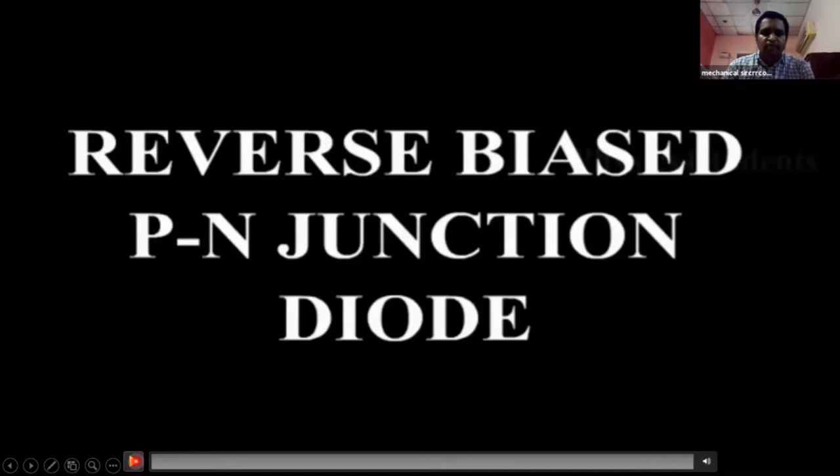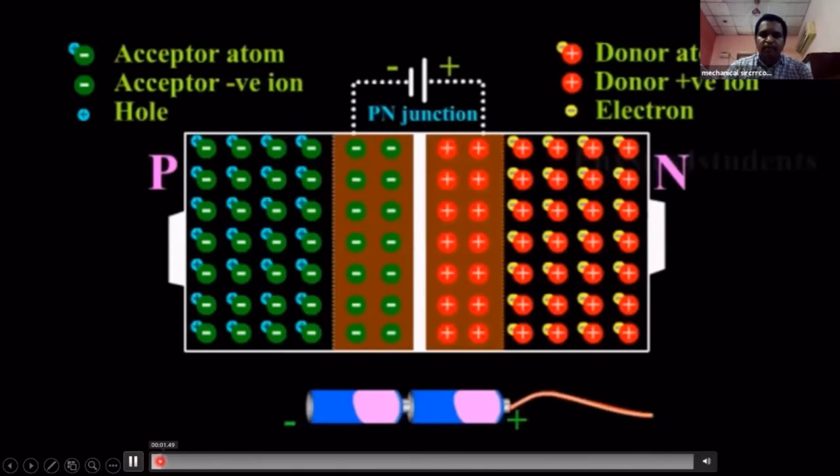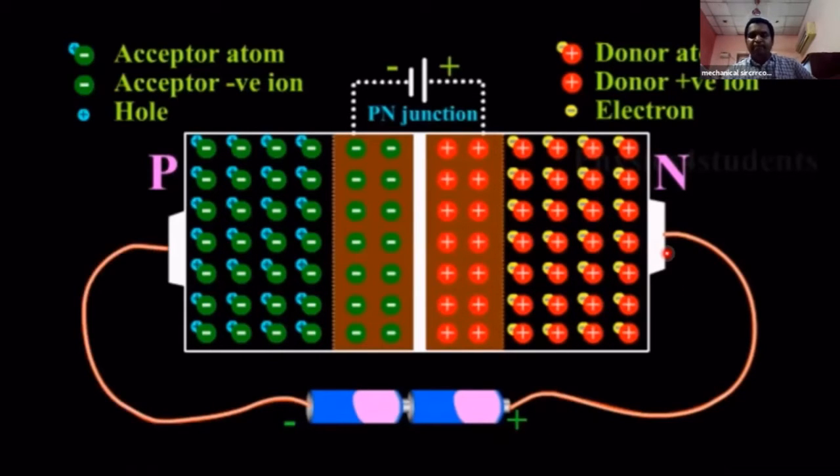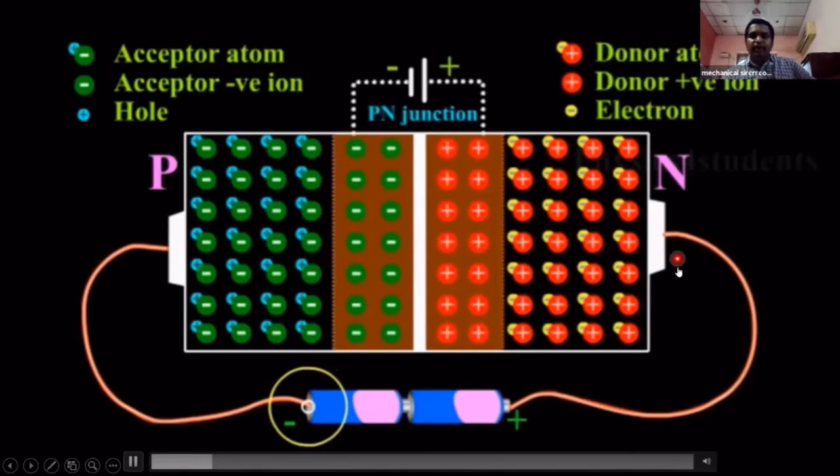This is a reverse biased PN junction. Here positive is connected to negative. In the previous case, negative was connected to the n-type material. Here positive is connected to n-type and negative is connected to p-type.